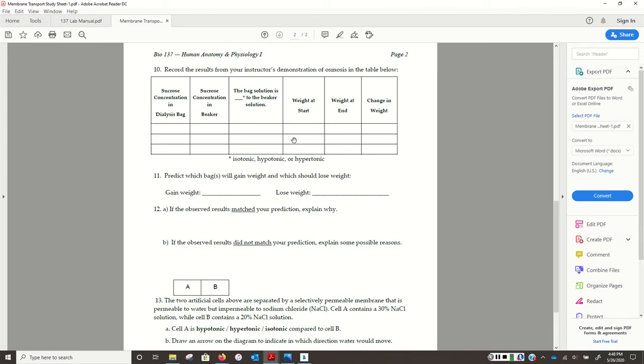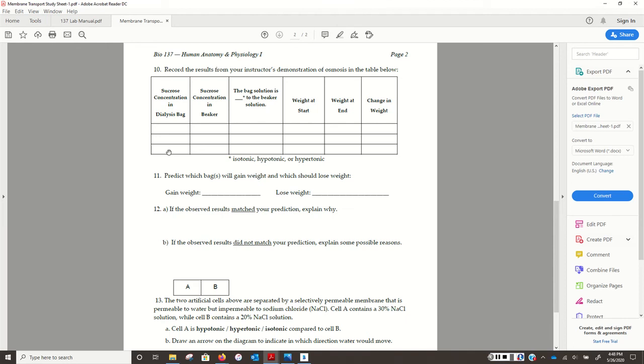At the end of class, I weighed it again. What do you think happened? At the end, the bag was 21 grams. It lost 3 grams during the class because the solutes out here in the beaker sucked water out of the bag.